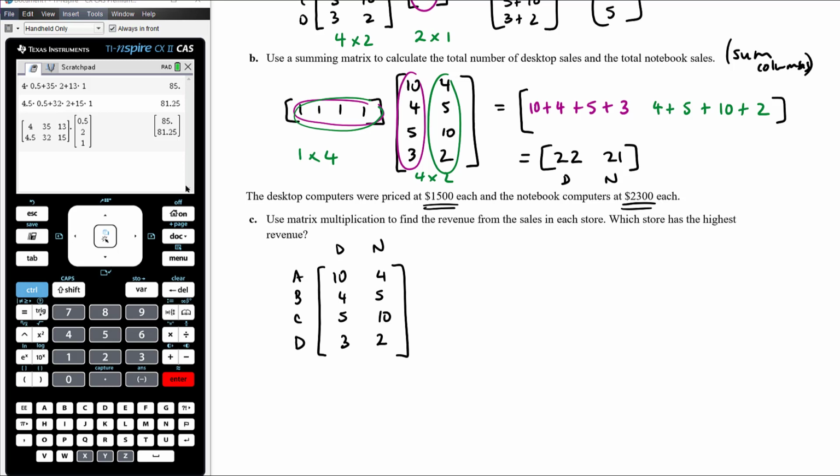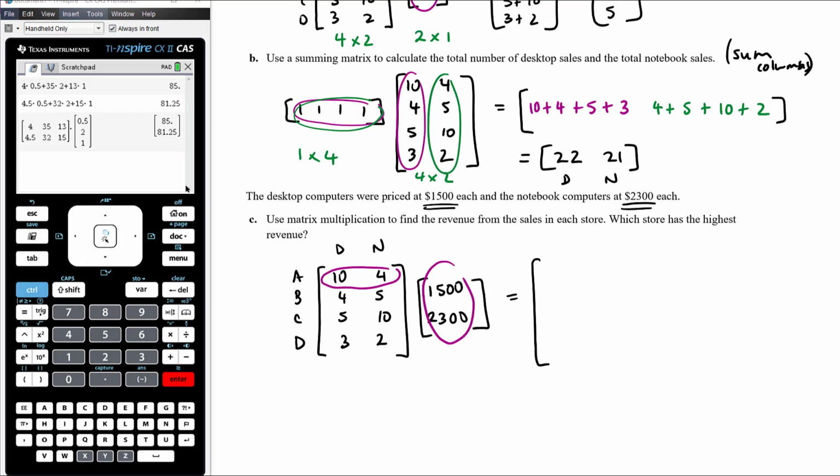So what we want to do here is post multiply by the prices, 1,500 and 2,300, because what this will do is when a row multiplies the column, we're going to do 10 desktops times $1,500, which is the desktop price, plus 4 notebooks times $2,300, which is the notebook price. That's going to give us the total value of the sales from store A, which is what we want.